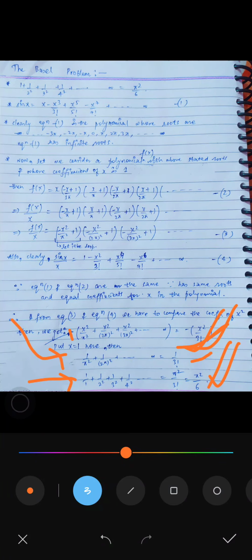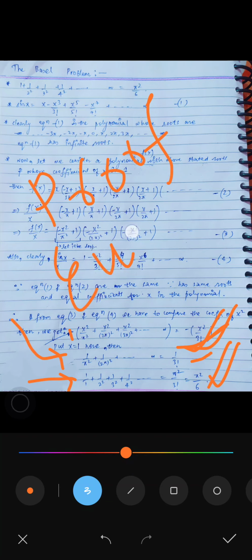Actually I forgot to say that this proof was given by Euler. Euler used this proof for the first time to prove this Basel problem.